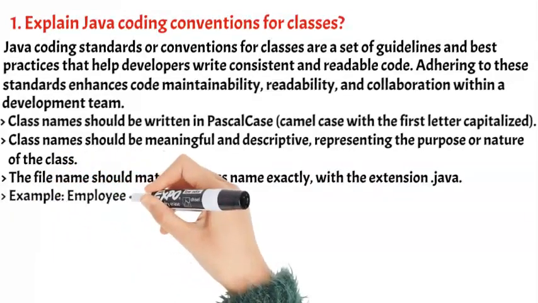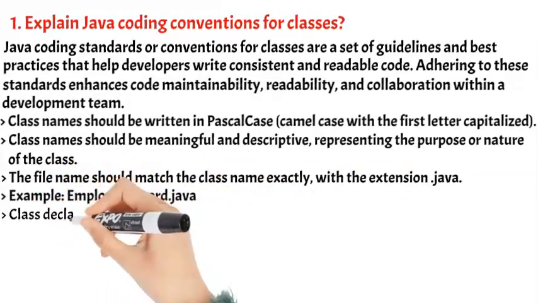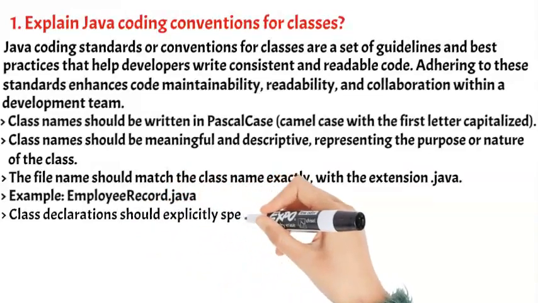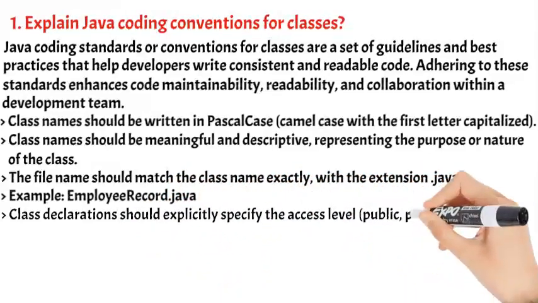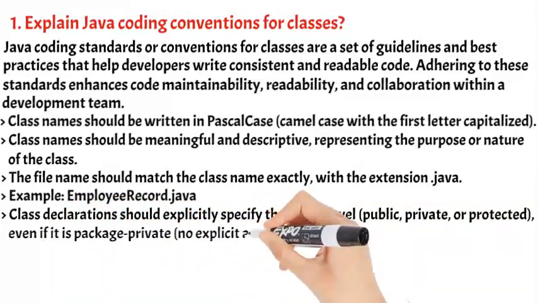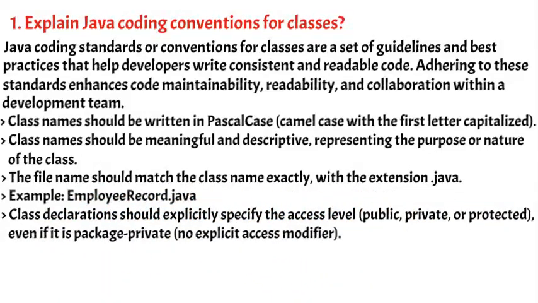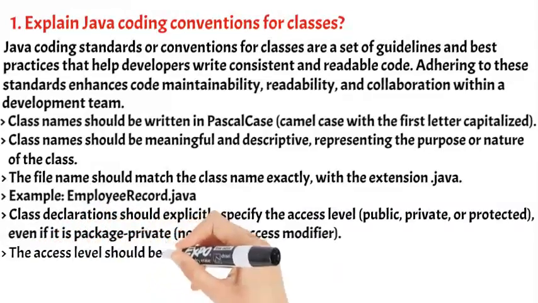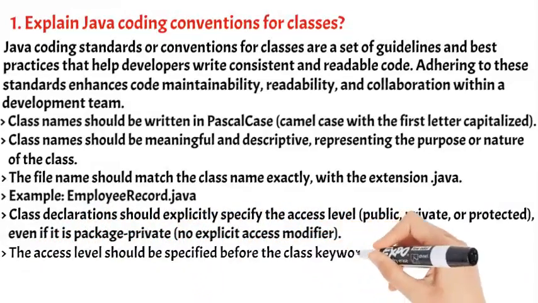Example, EmployeeRecord.java. Class declarations should explicitly specify the access level, public, private, or protected, even if it is package private, no explicit access modifier. The access level should be specified before the class keyword.